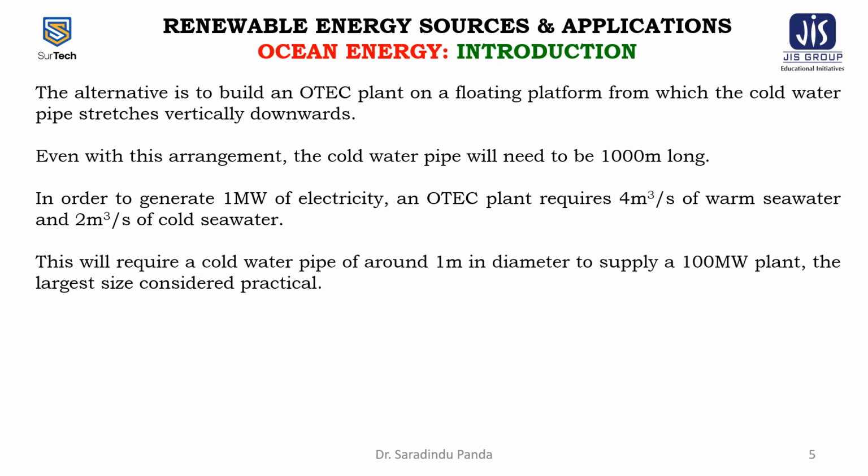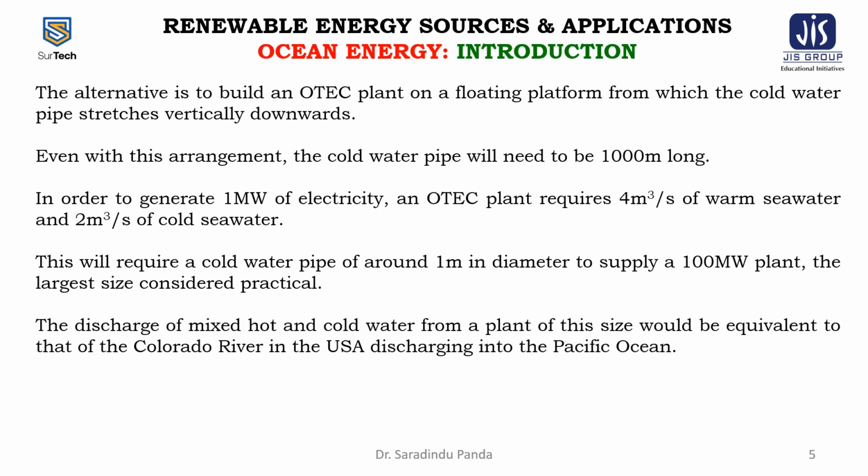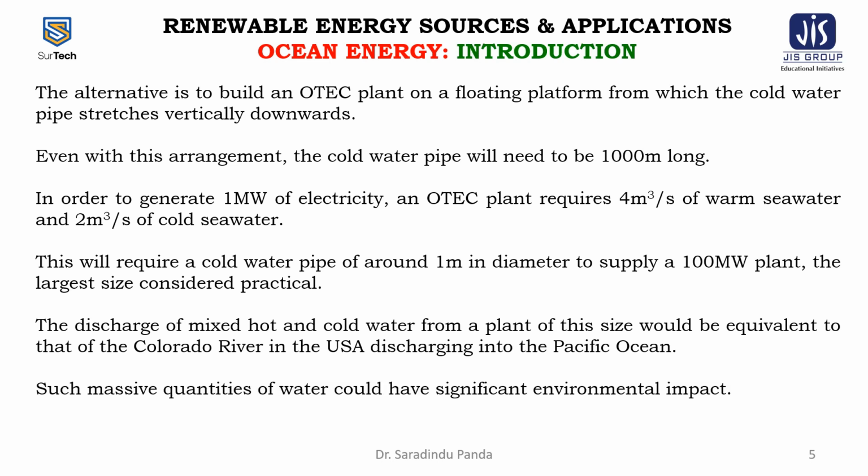This will require a cold water pipe of around 1 meter in diameter to supply a 100 megawatt plant, the largest size considered practical. The discharge of mixed hot and cold water from a plant of this size would be equivalent to that of the Colorado River in the USA discharging into the Pacific Ocean. Such massive quantities of water could have significant environmental impact.